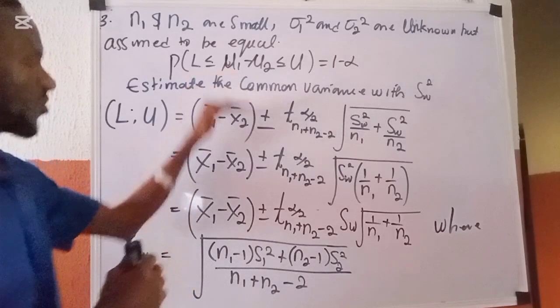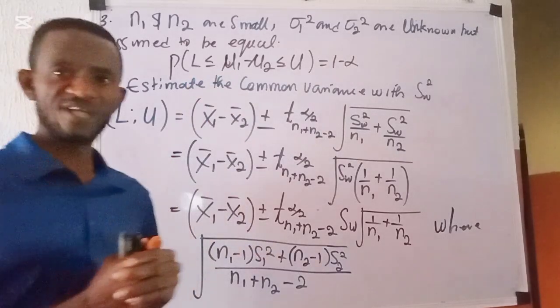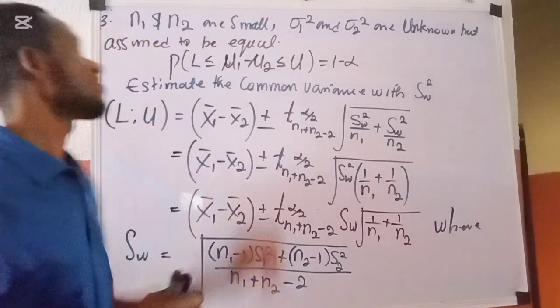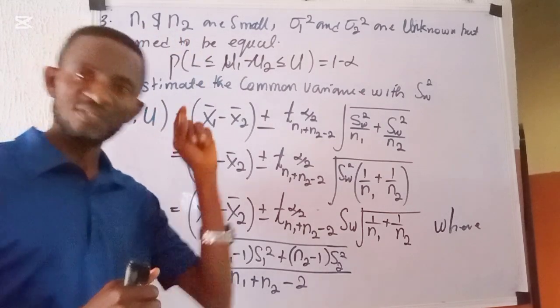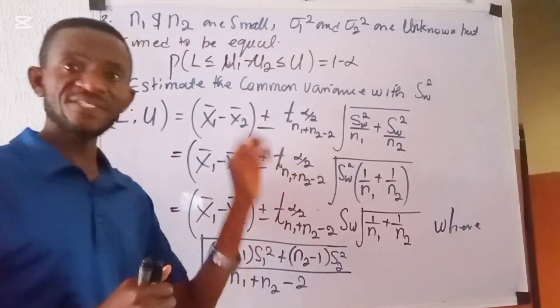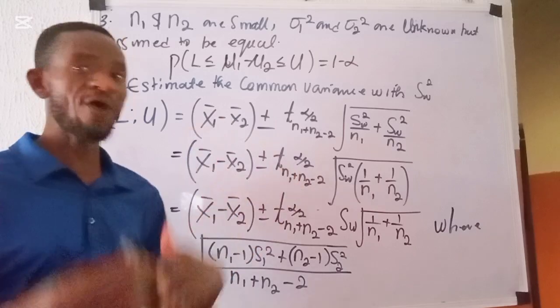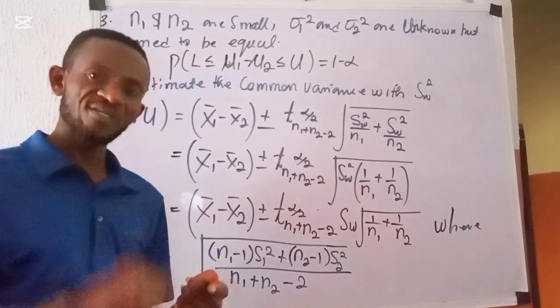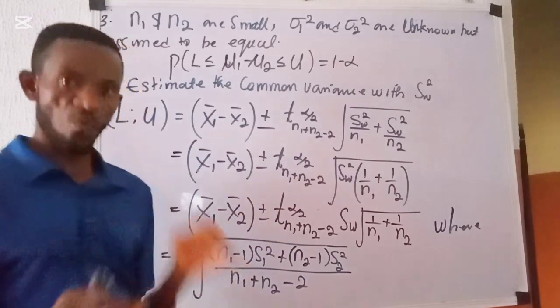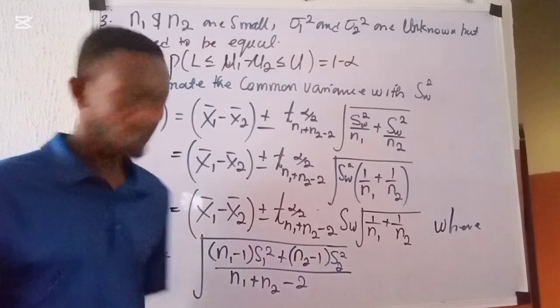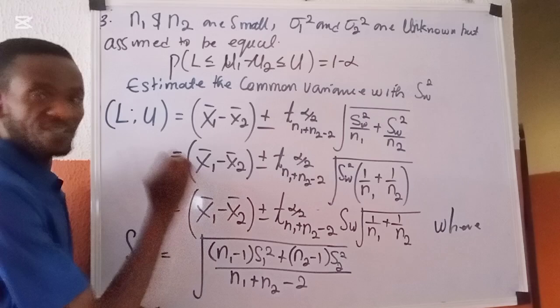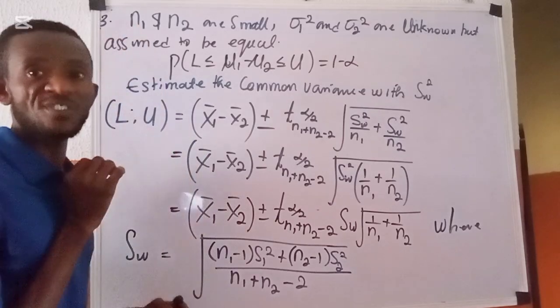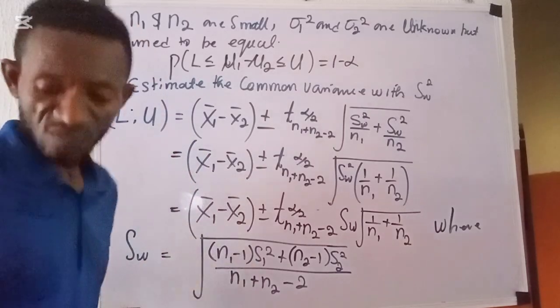So this is what you do in the third condition. And that third condition is when n1 and n2 are both small, the population variances sigma 1 squared and sigma 2 squared are unknown, but they are assumed to be equal. Then we now write down the fourth condition before we begin to take a question.